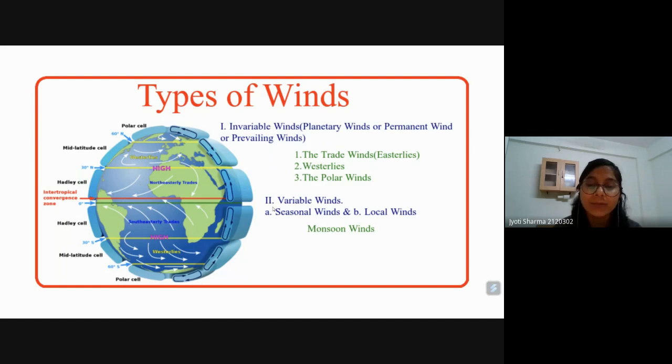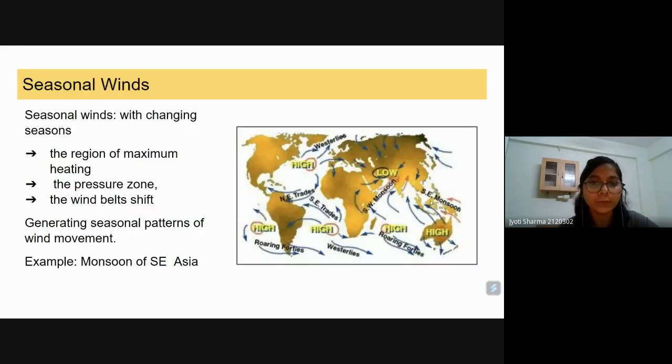In the seasonal winds, because of some seasonal changes, only in a specific season does the wind come and return somewhere. These are the seasonal winds, and because of some local factors, a local wind forms. So let's talk about this more. Seasonal winds change with the season, and because of the changing season, the region of maximum heating also changes. The pressure belt is also shifting, the wind belt is also shifting. So because of this shift due to the season, these generate the seasonal pattern of wind movement.